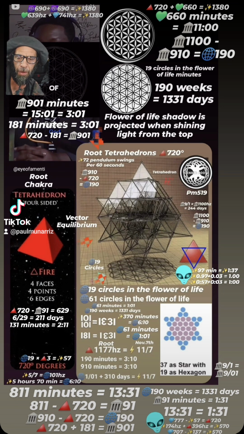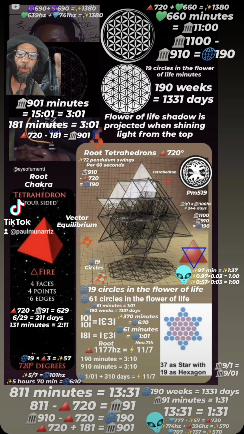So we're down here at the root chakra at 720 degrees and 19 circles in the flower of life, times 3 equals 57. The number 57 times 5 equals 285 hertz. That's the solfeggio tone below the root chakra at 396 hertz. So remember how 910 equals 190? So 9 months and 10 days equals 285 days. 311 plus 9 months and 10 days equals 1221 winter solstice, when 311 plus 910 equals 1221. So let's see here.